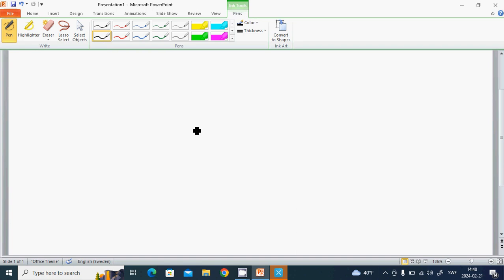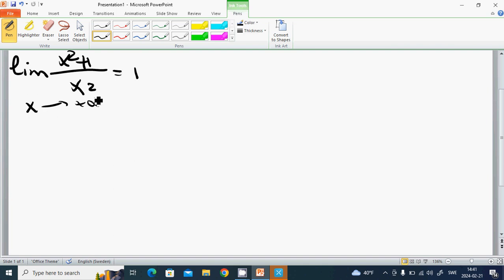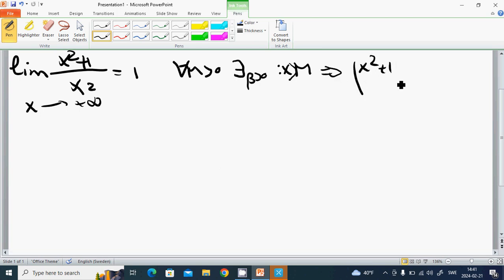Now we are going to have another example, the limit of (x^2 plus 1) divided by x^2 equals 1, x goes to plus infinity, and we are going to say for each m positive there exists beta positive, so that if x is greater than m, then absolute (x^2 plus 1) divided by x^2 minus 1 is less than beta.